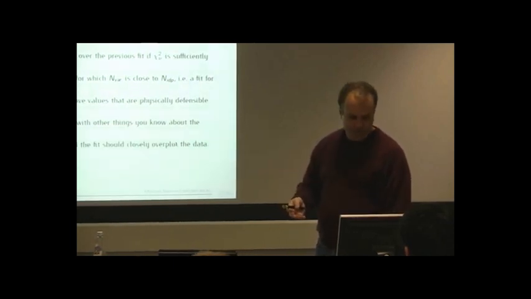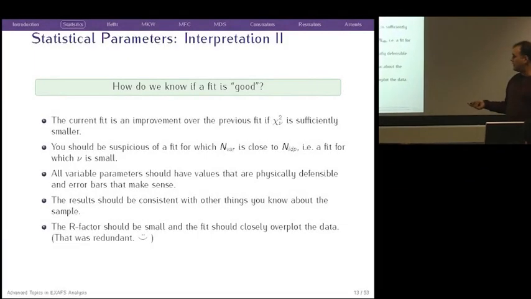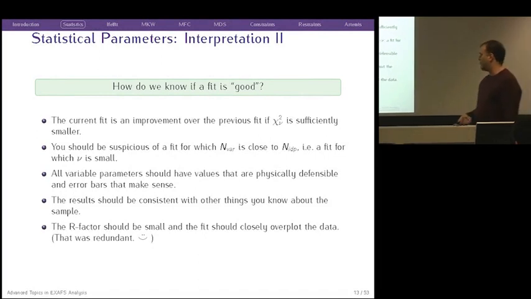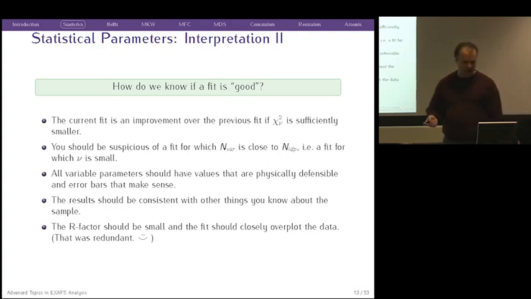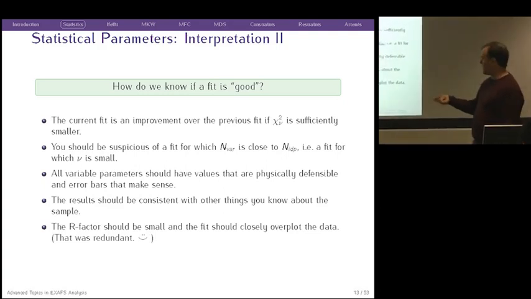The R factor should be small and the fit should closely overplot the data. Well, that's a redundant statement because a small R factor means the fit overplots the data. But if the R factor isn't small, reduced chi-squared is probably really large, and none of the rest of these things will be true. So this one sort of follows from all the rest of them.